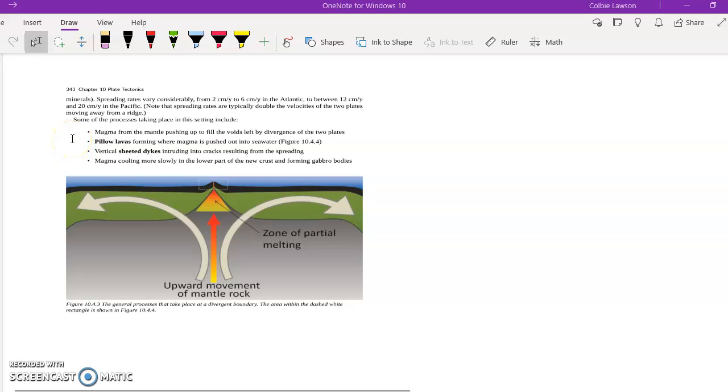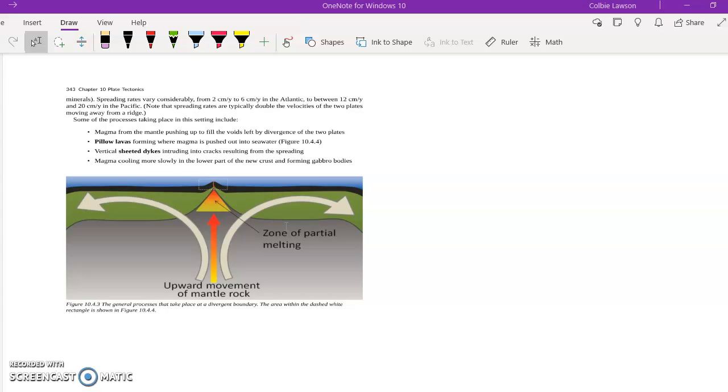Magma from the mantle pushing up to fill the voids left by divergence of the plates. Pillow lava is forming where magma is pushed out into seawater. Vertical sheeted dikes intruding into cracks resulting from the spreading, and magma cooling more slowly in the lower parts of the new crust, forming gabbro bodies, which is a type of mafic igneous rock. And this is a picture of the process of the divergent boundary. As you can see, the upward movement of that mantle rock, and then the zone of partial melting.